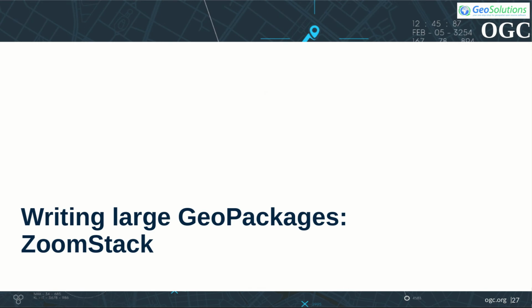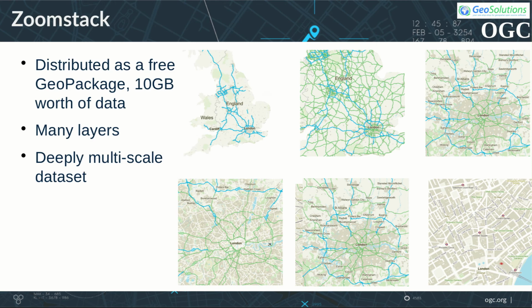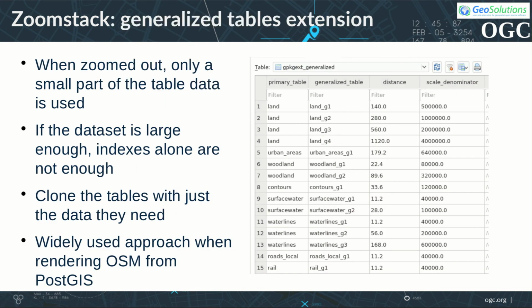The Zoomstack Dataset has also been used for tests. Zoomstack is a freely available dataset provided by Ordnance Survey. Delivered as a 10 GB GeoPackage, it contains several layers and provides a multi-scale view of the United Kingdom. When zoomed out, only a small part of the data is shown in the maps.